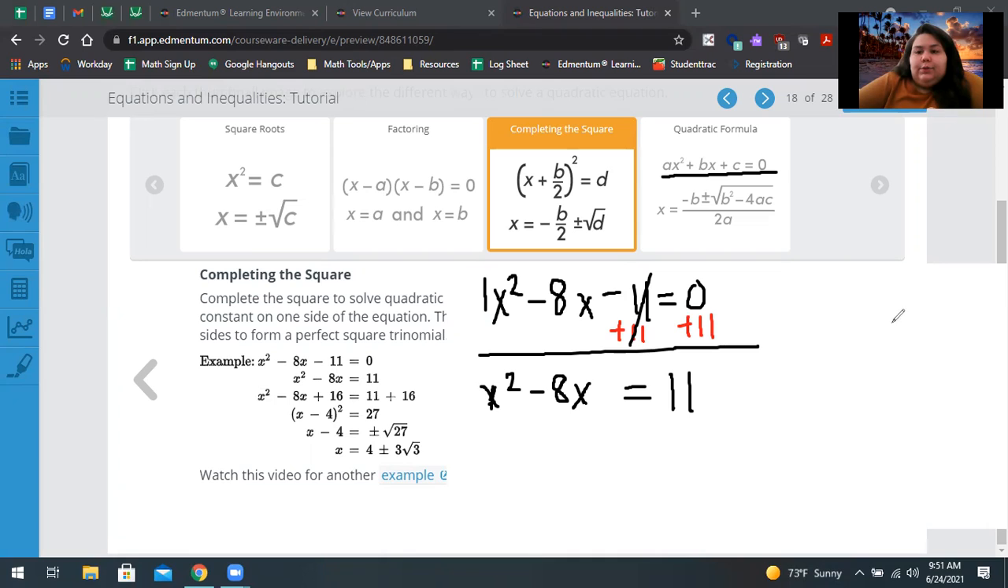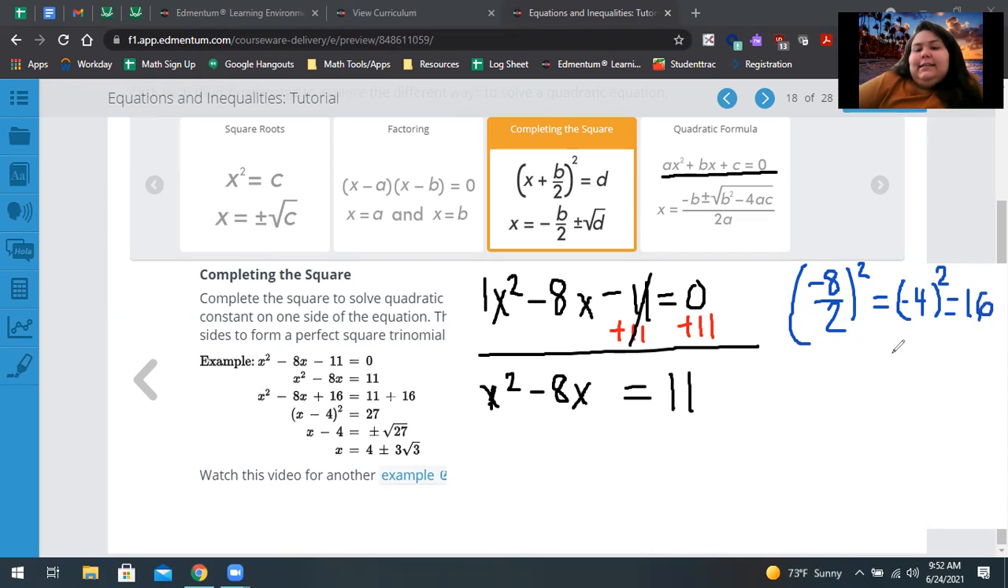So let me do this in blue. I take my negative 8 value over here, divide it by 2, and then square it. So let's do that first step. What is negative 8 divided by 2? Be careful with the sign. We should get negative 4. We still need to square it, so negative 4 squared is 16.